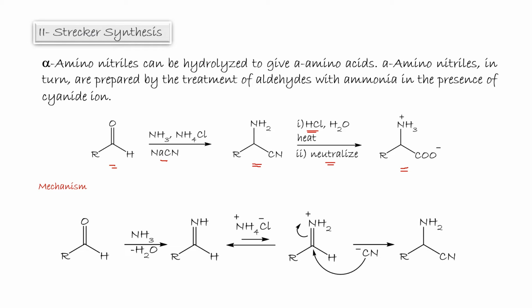amino acid. The mechanism of this reaction starts by amination of the carbonyl group to form imine. And the amine gets a proton from ammonium chloride to form the iminium, the activated form. The cyanide will attack the carbon of the iminium to form the alpha aminonitrile, which upon hydrolysis of the cyanide will lead to the formation of amino acids.